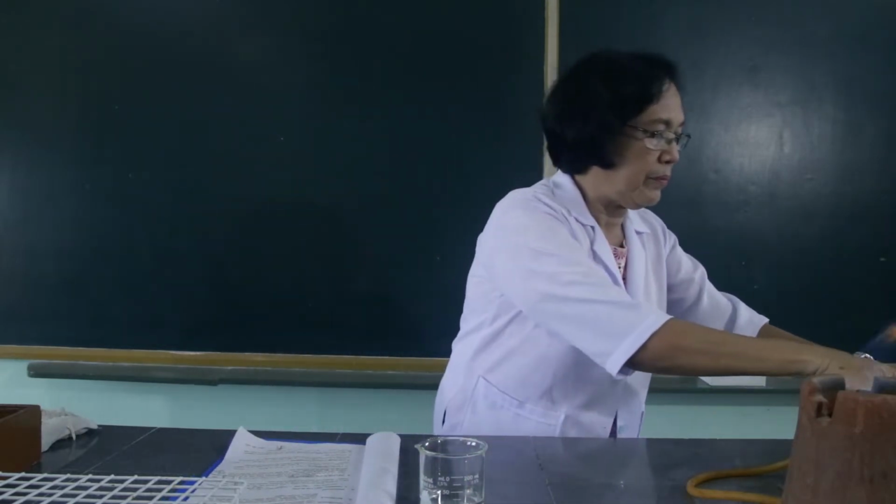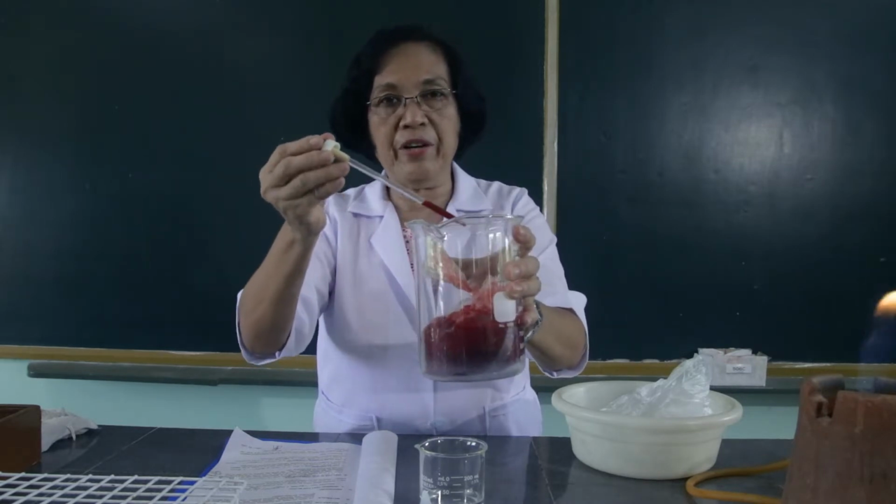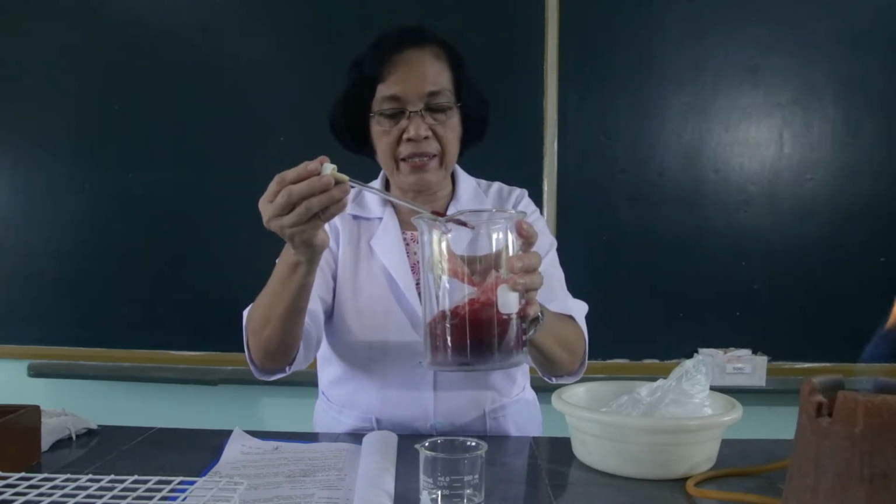So we're going to add 1 drop of the blood into this 100 ml of water to dilute the blood. I am using here the pig's blood. From the pig's blood, I'm going to get 1 drop of it and then place it into 100 ml of water.